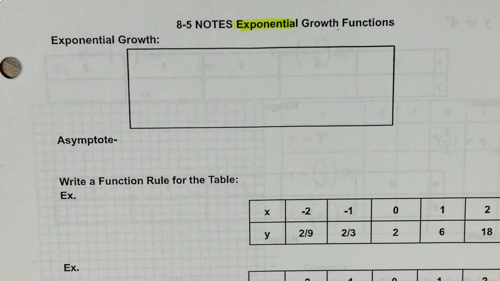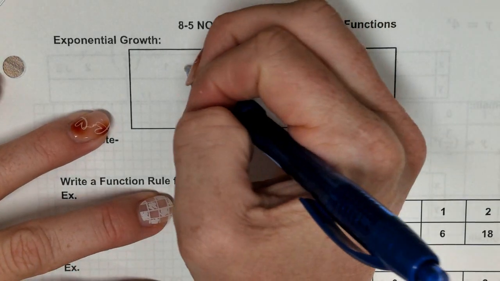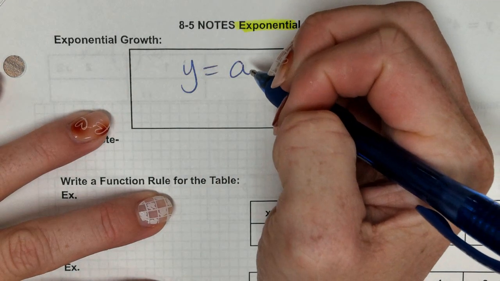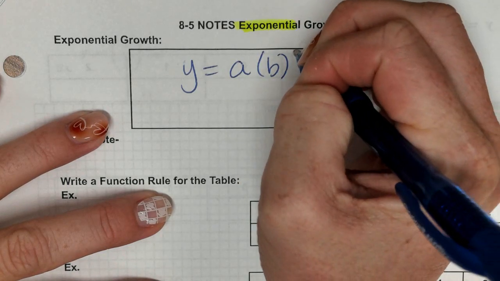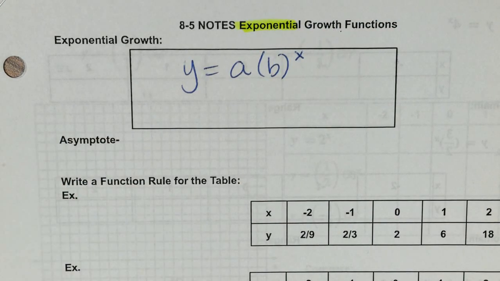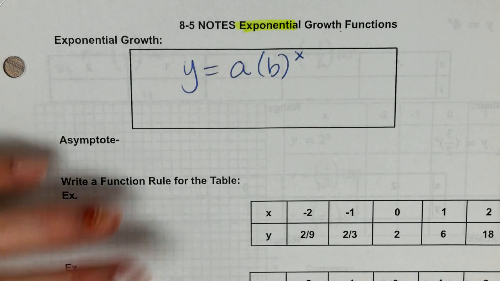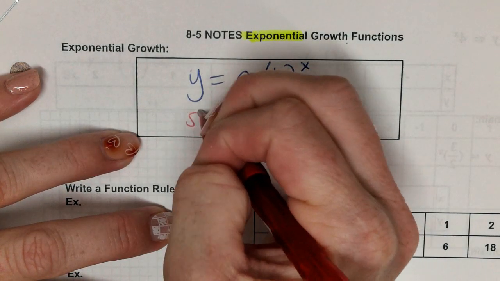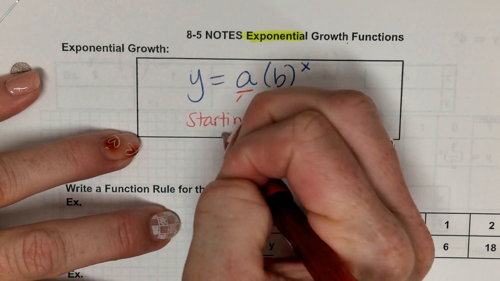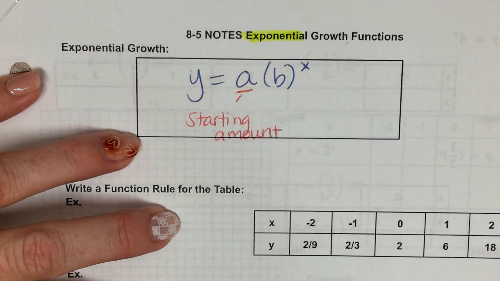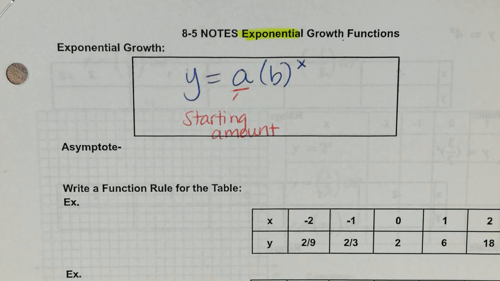Exponential growth is written, so y'all know how for linear we write y equals mx plus b, right? Well, this form is called y equals a times b raised to the x power. That is the exponential form that we use to write equations. The a is the starting amount. The b is the growth factor.